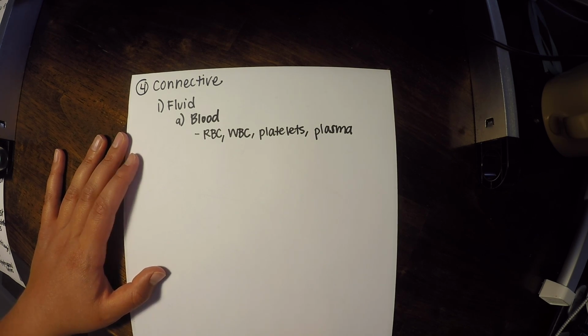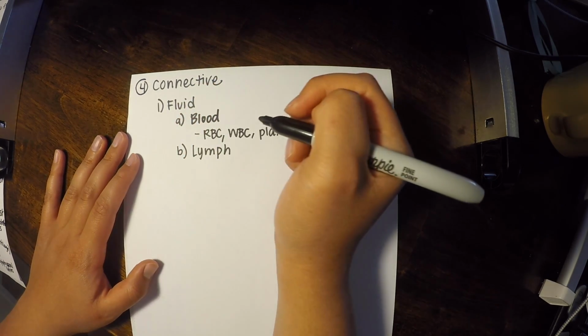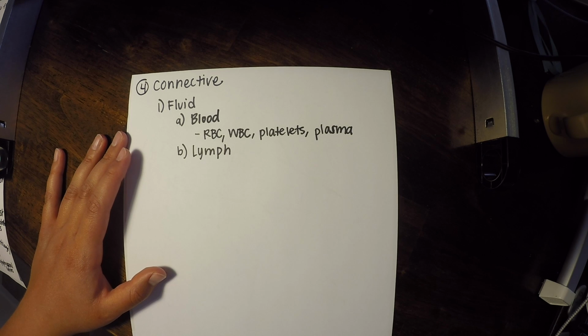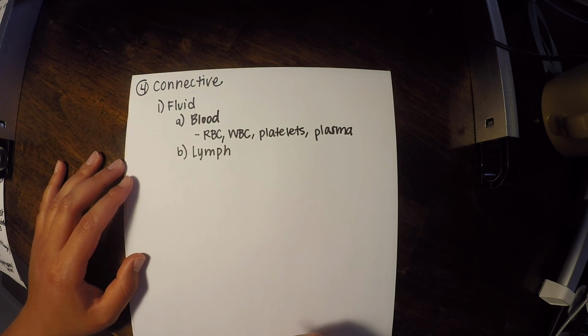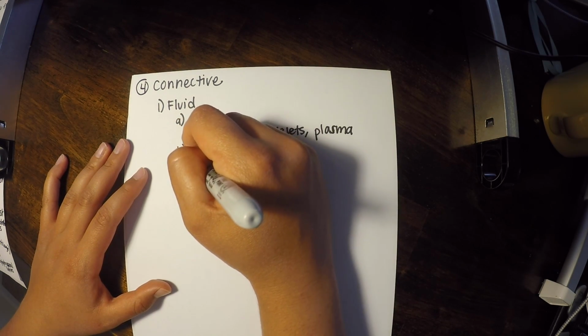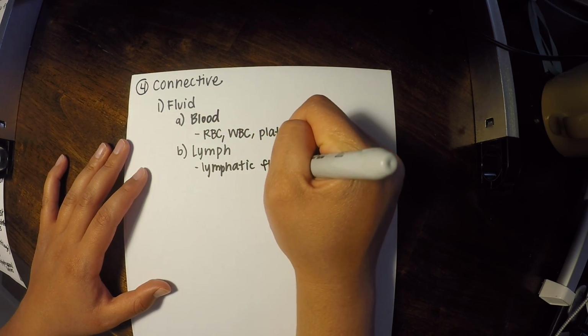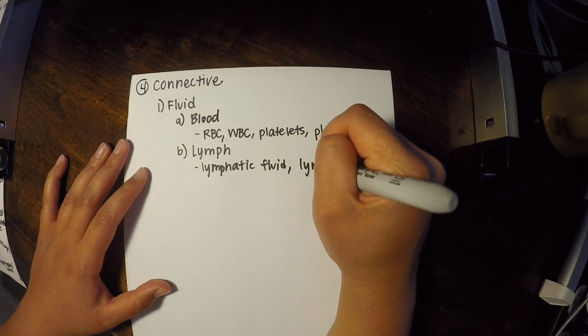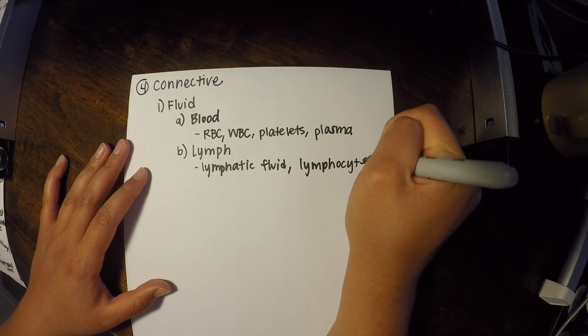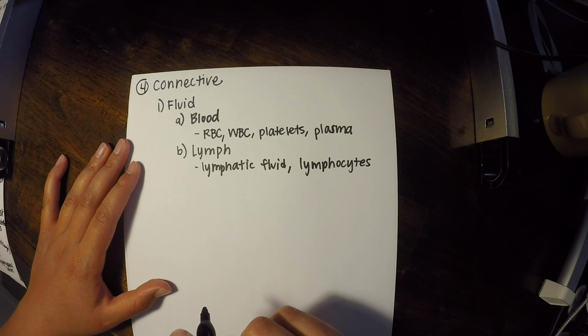The second type of fluid connective tissue is lymph. You may have heard of your lymph nodes, commonly touched around the throat or jaw area when someone is sick. So we'll go more into detail with that when we learn about the lymphatic system. But lymph is composed of lymphatic fluid as well as lymphocytes, which are just the cells in the lymph. All right, so that covers the first type of connective tissue.